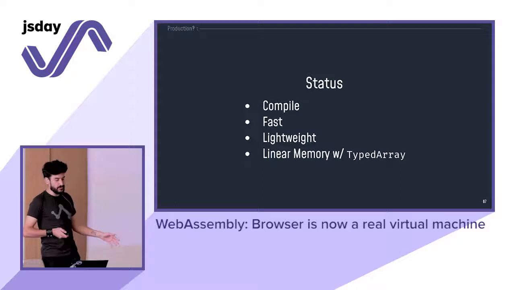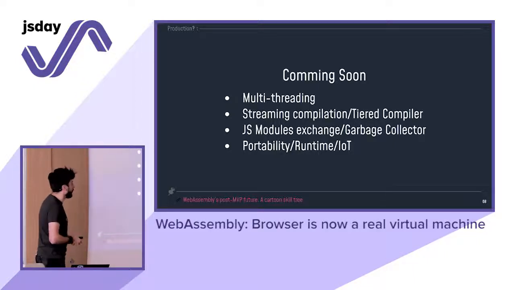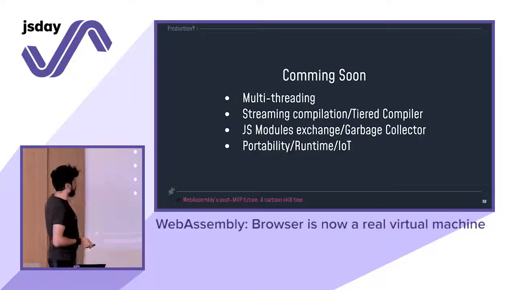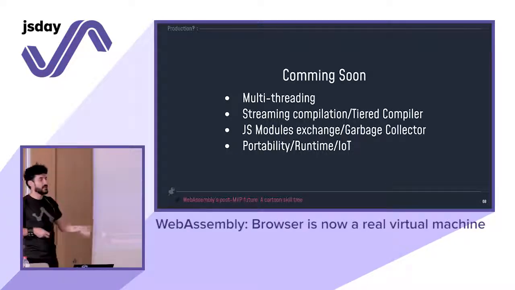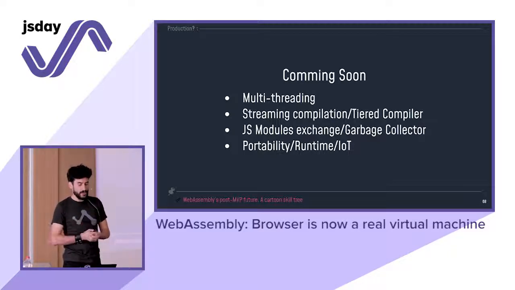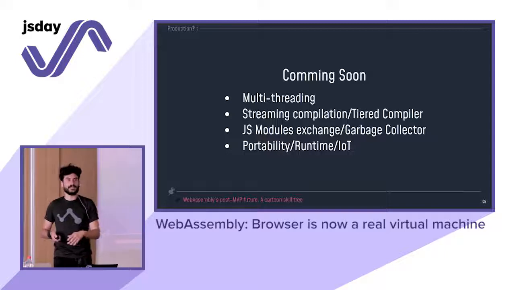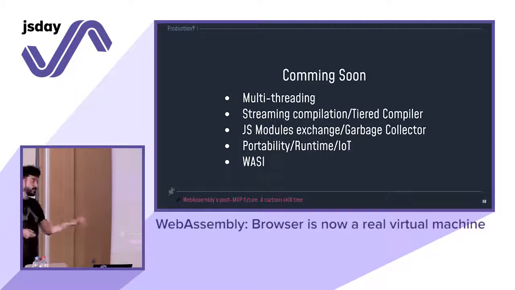What's coming soon in WebAssembly? We've got multi-threading probably soon, which is really, really cool. It's implemented at something like 80%, so it's pretty much ready to be released in your browsers. We've got streaming compilation, tiered compiler, some kind of JS module exchange, garbage collector, and they are focused on portability, runtime, etc. And we have the WebAssembly System Interface that is coming.